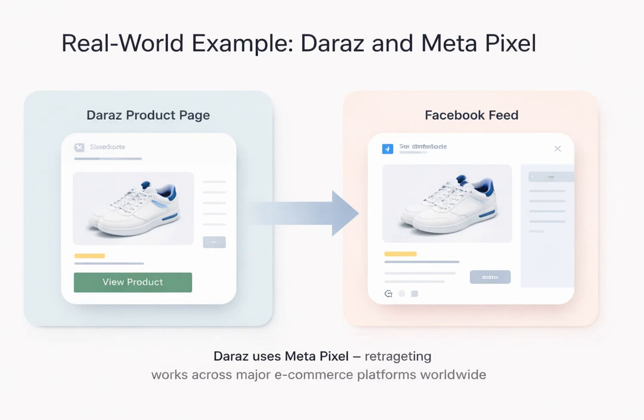To make this concrete, the instructor uses Daraz, a major e-commerce platform, as a real-world example. When you search for a product on Daraz and click on it, but don't buy it, Daraz's Metapixel records that action. Later, when you open Facebook, you'll see an ad for that exact product. This isn't a coincidence, it's Metapixel doing its job. And this is standard practice for any serious e-commerce business. The instructor points out that Daraz has Metapixel installed, which is exactly what you'd expect from a large-scale online store.